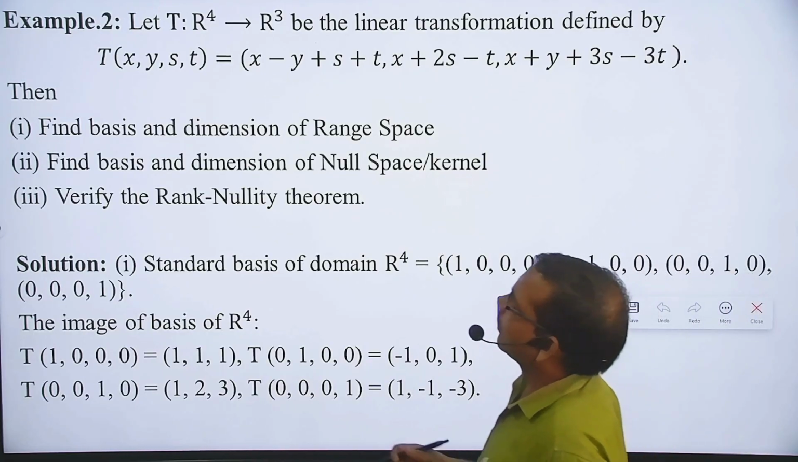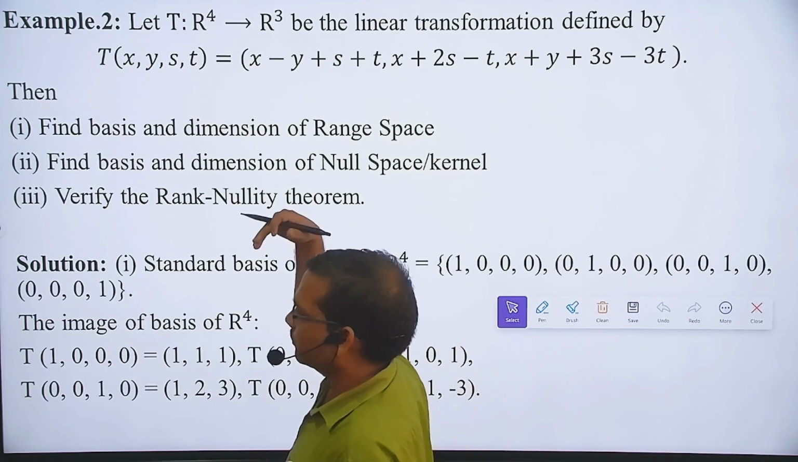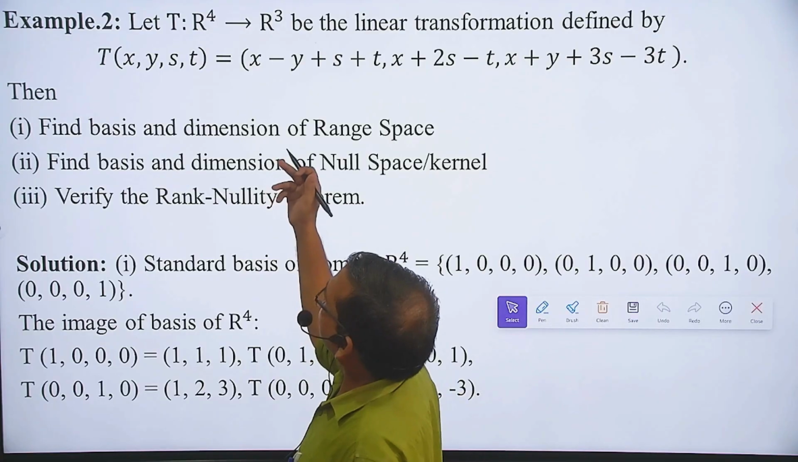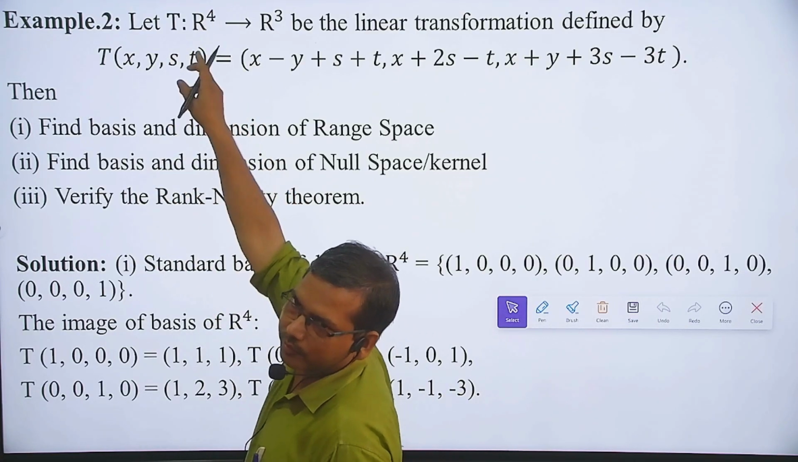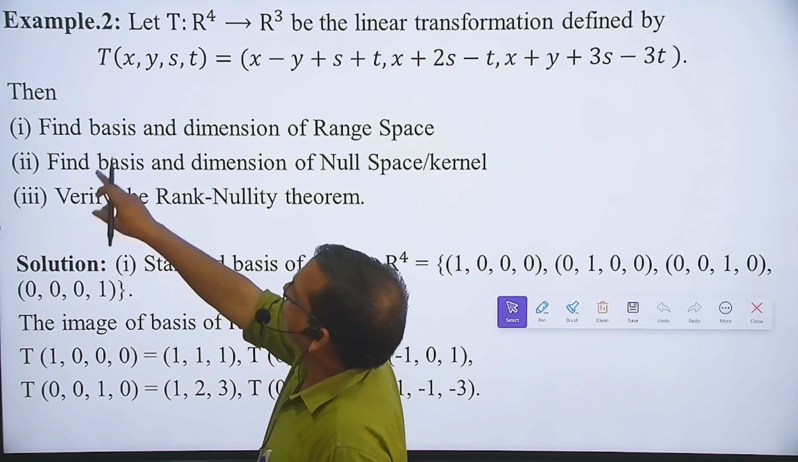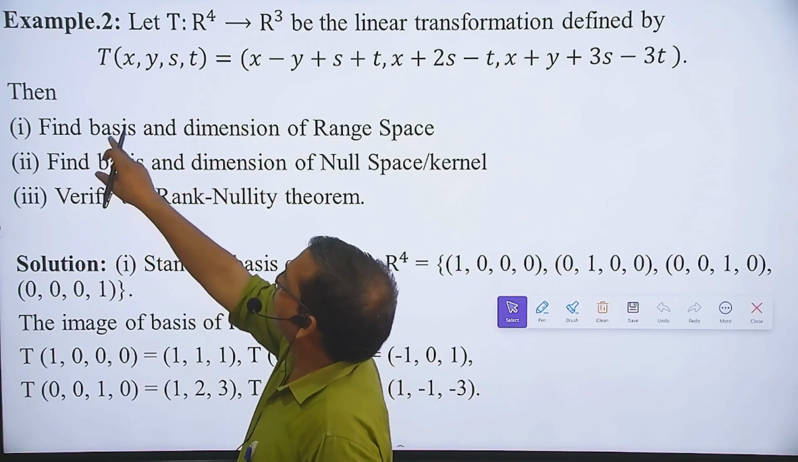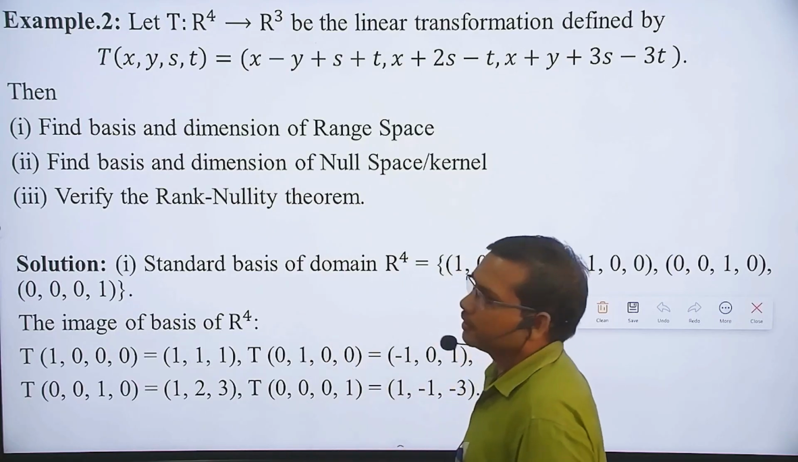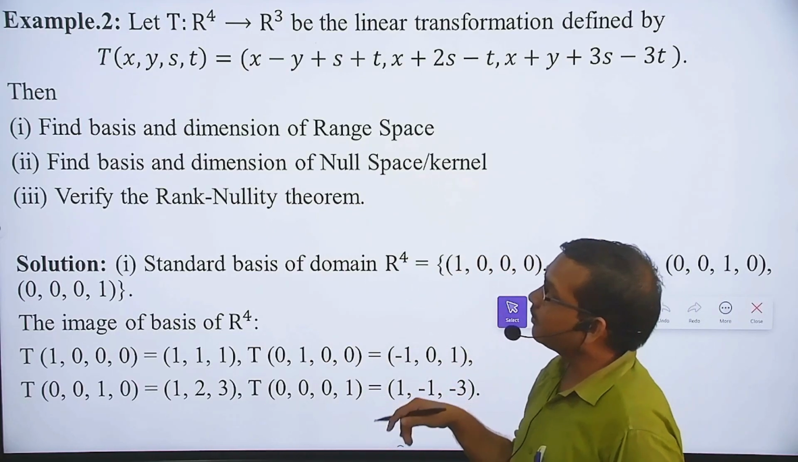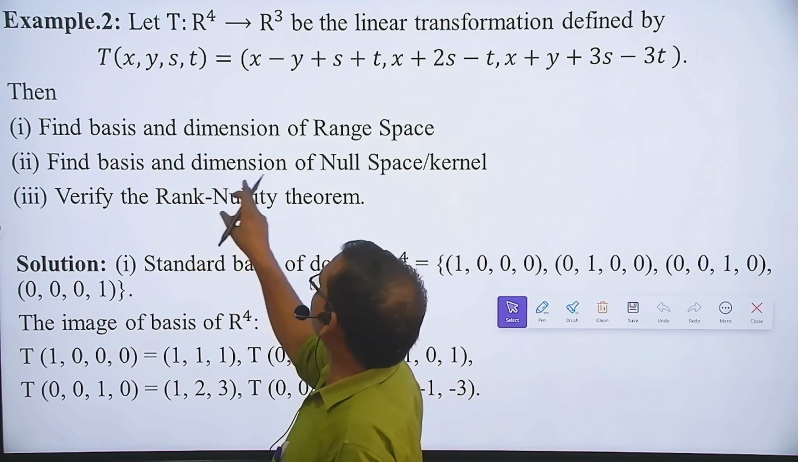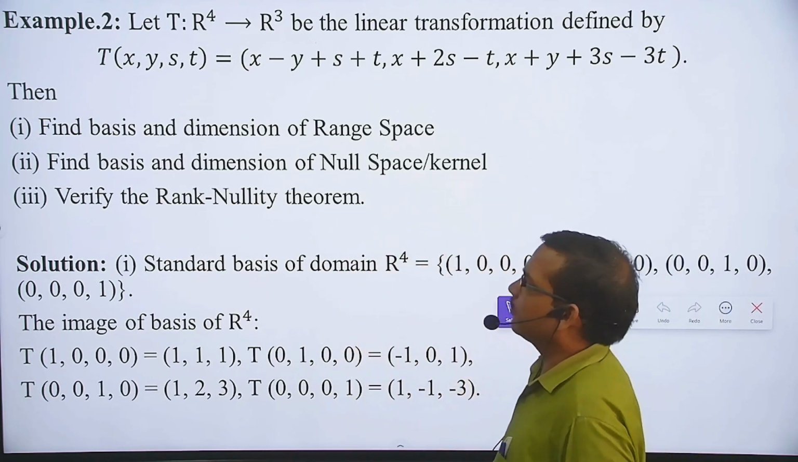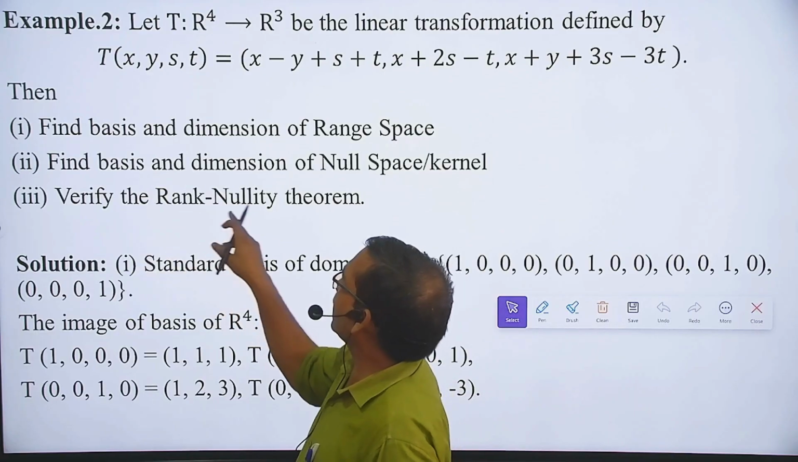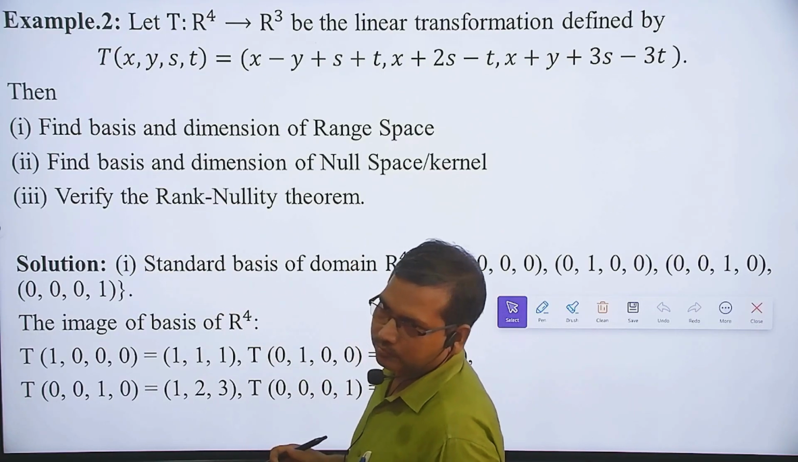If this transformation is given, with a finite-dimensional domain of dimension 4, then first we have to find the basis and dimension of the range space, second find the basis and dimension of the null space or kernel, and third, verify the rank nullity theorem.